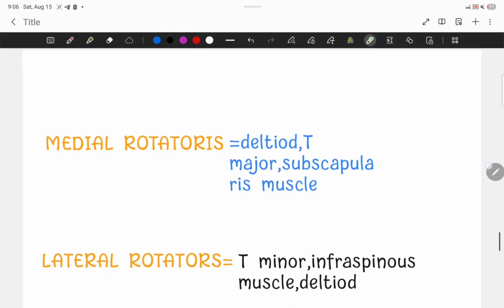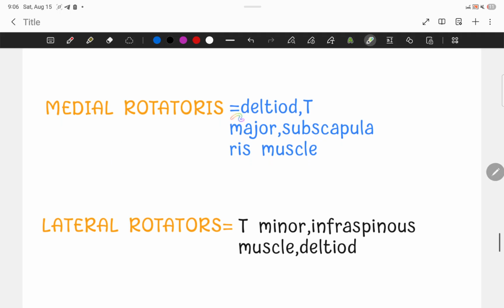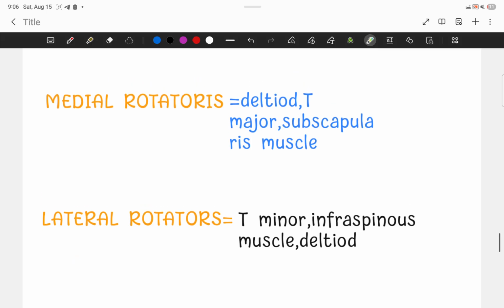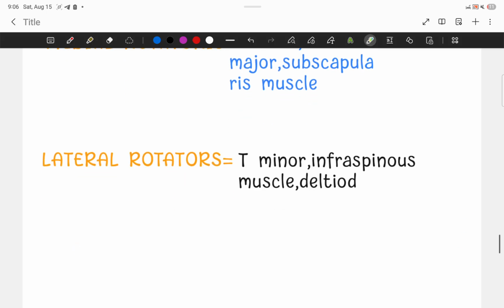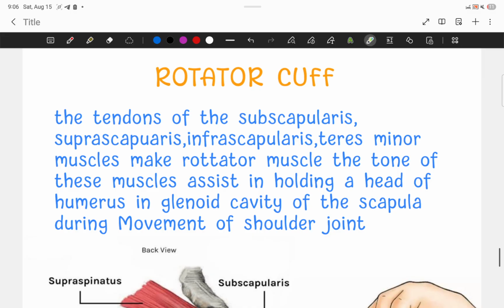So we talk about medial rotators and lateral rotators. Remember that, don't forget, take a screenshot whatever you want. Deltoid, teres major, subscapularis muscle, three of those are the medial rotators. Lateral rotators are the teres minor, infraspinatus muscle, and deltoid again is a lateral rotator. So don't forget that. So we talk about the rotator cuff muscles.